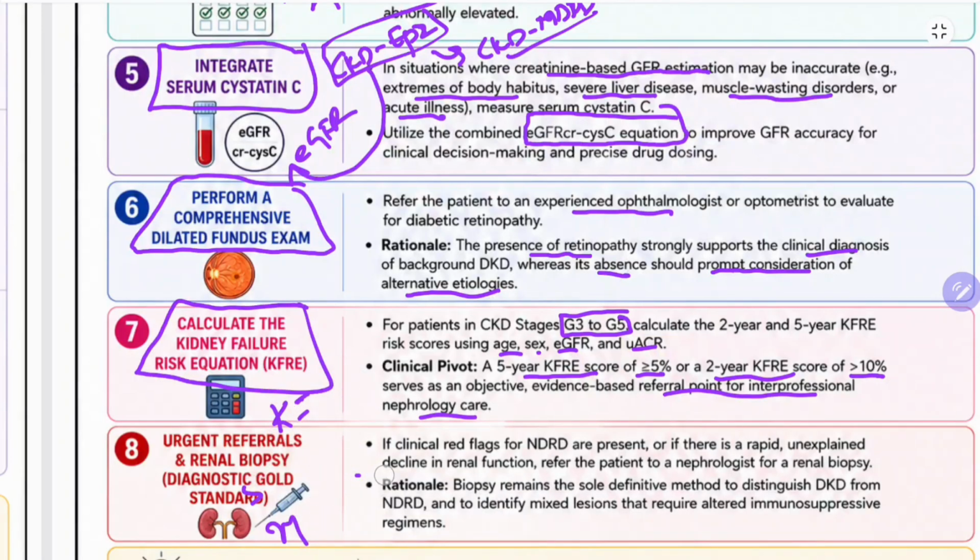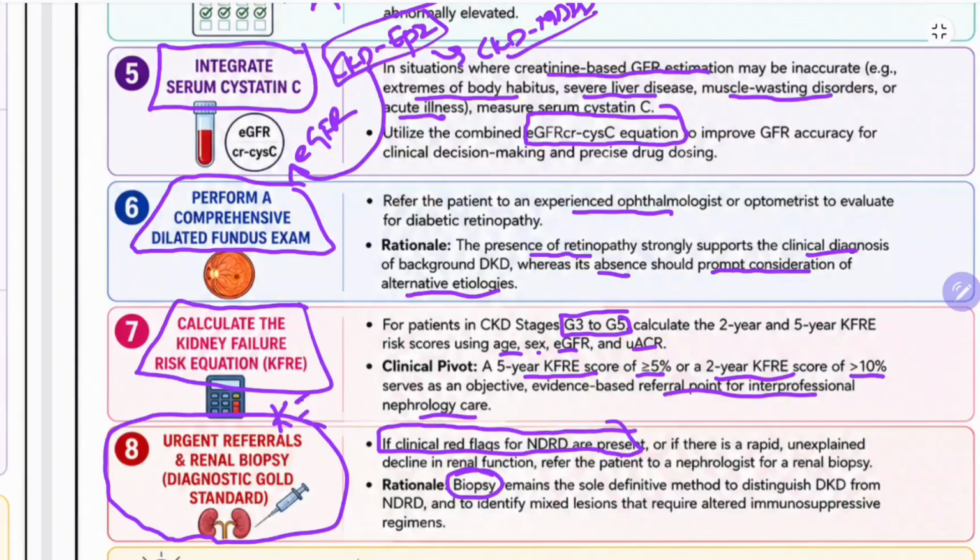Okay, and the other thing is we should have in mind that we may need an urgent referral to a nephrologist, and biopsy may be needed in some cases. So when should that be needed? One thing is referral depending upon the kidney failure risk equation. The other is where urgent referral is required. If clinical red flags for NDRD are present, or you have a mixed picture of DKD and NDRD, then you should refer the patient for biopsy, because the patient may be having some CTDs, connective tissue disorders, or IgA nephropathy, which get resolved by immunosuppressive drugs. That's why we should refer these kinds of patients.